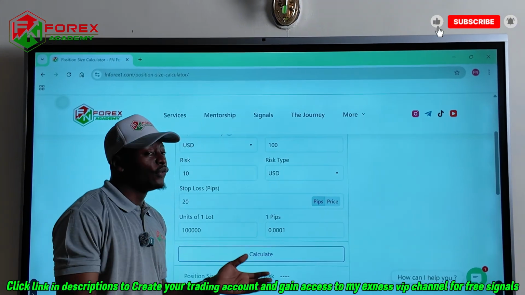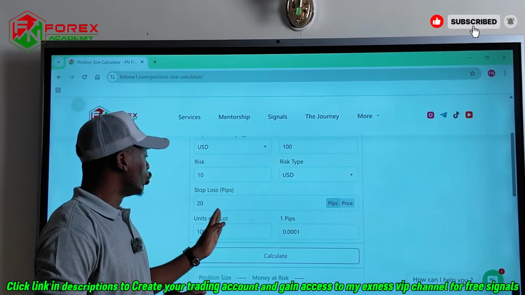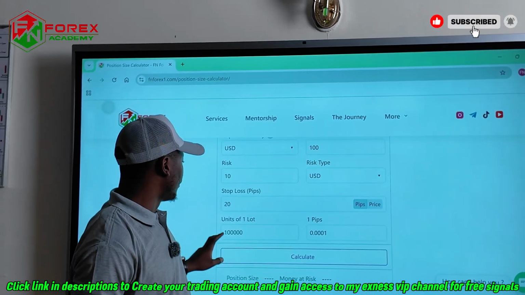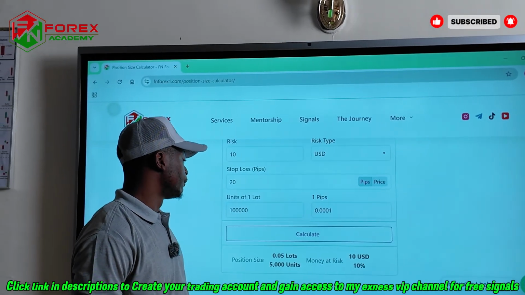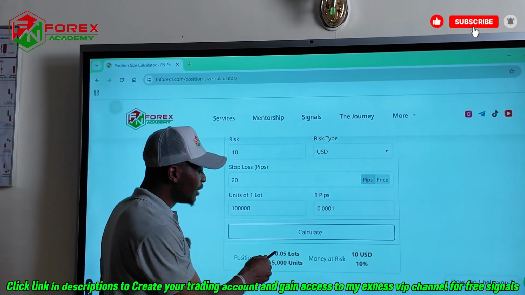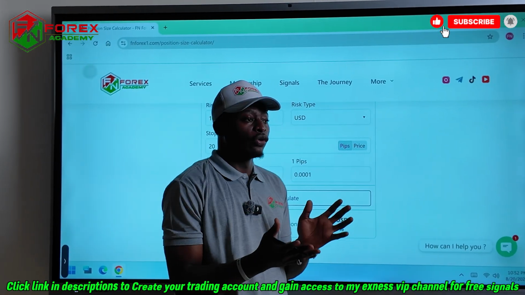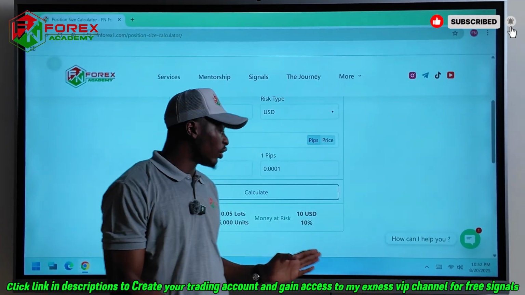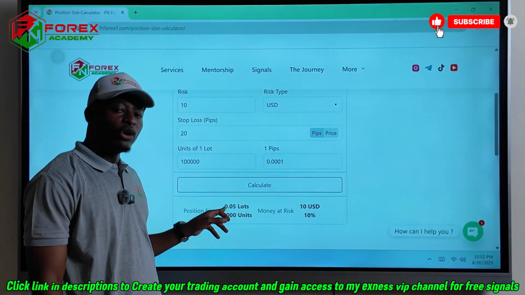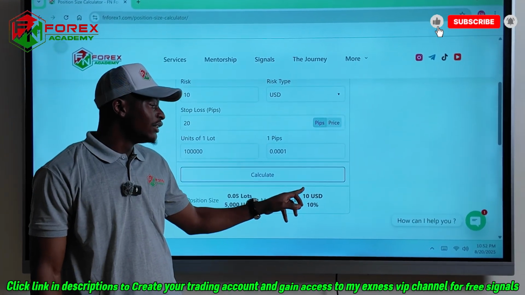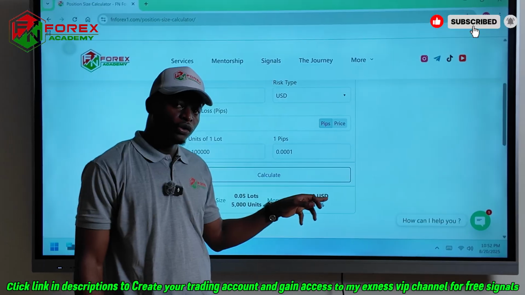Your stop loss might be 50 pips, it might be 30 pips, right? You put it in. Now, once that is done, I'll just simply calm down and take calculate, right? When I take calculate, it's going to give me the lot size to use and how much I am risking. When we did the manual calculation, though it was long, this was the same amount we had, right? We were using 0.05 if we want to risk 10% of our account or $10 of our account, right?